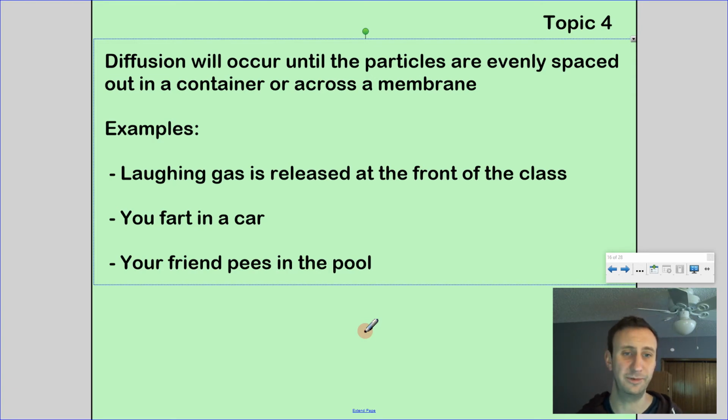Some other examples. Laughing gas is released at the front of the class. Funny, right? Because both laughing and yeah. You fart in a car. Don't do that. Your friend pees in a pool. These are disgusting examples. This is horrible. But if your friend peed in the pool, over time, the pee would be evenly distributed throughout the whole pool. Hooray. And hopefully it's chlorinated.